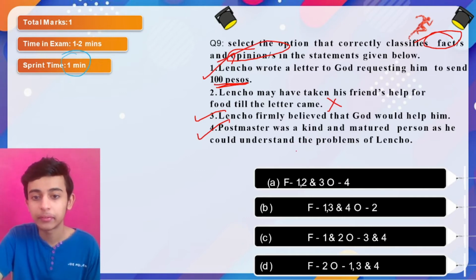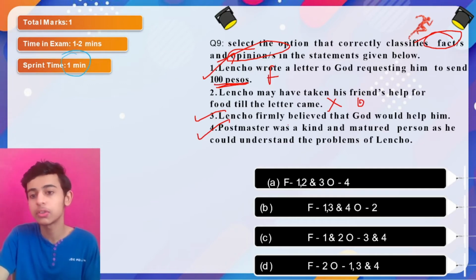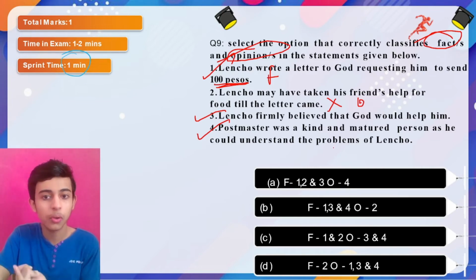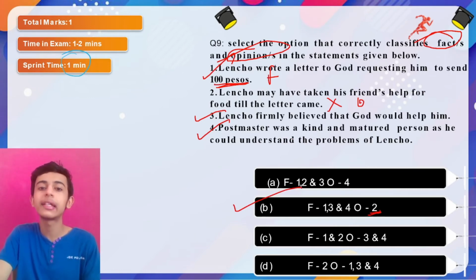Facts are, first they're saying, see, first is a fact. Okay, this one is a fact because he wrote a letter to God. This is an opinion because this was not written in the story that God would help him. So facts 1, 2, 3, opinion 4. Is it so? No, because second is an opinion. So the answer should be B then. Yeah, right. Because only in one situation the opinion is second.